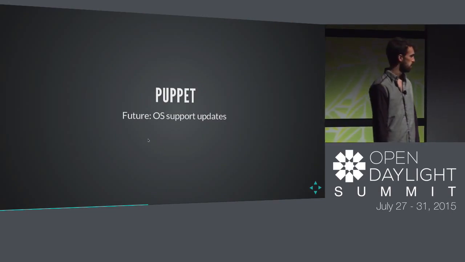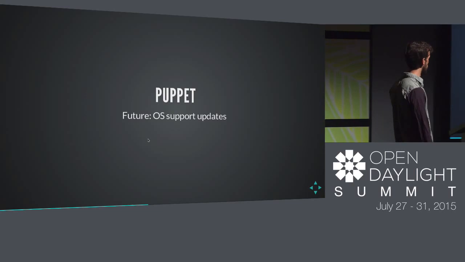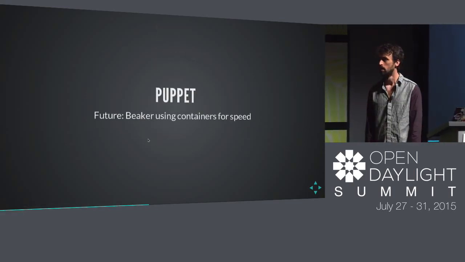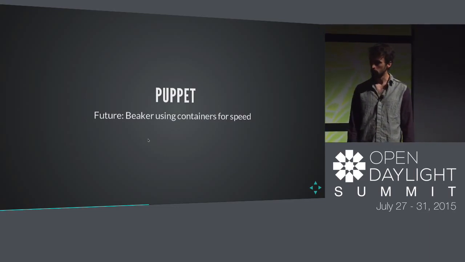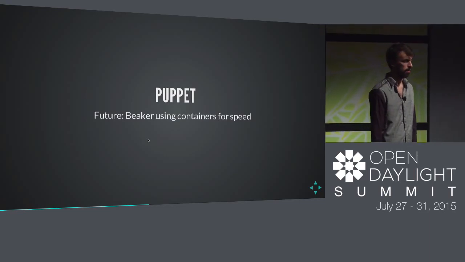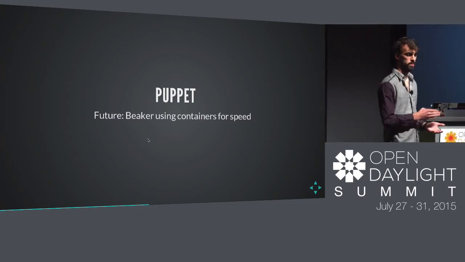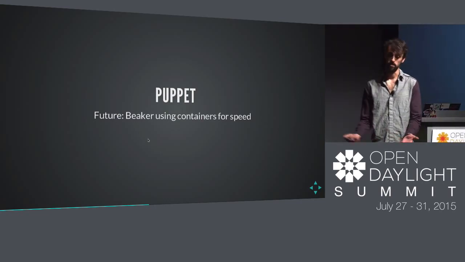In the future for the Puppet module, we definitely want to continue supporting additional operating systems. So we have good support now, but we need to move to Fedora 22, for example, which is a big one. It would also be really cool to run the Beaker tests against Docker containers so that we can do some caching, which we'll learn about more as we talk about Docker, to basically make them run faster.